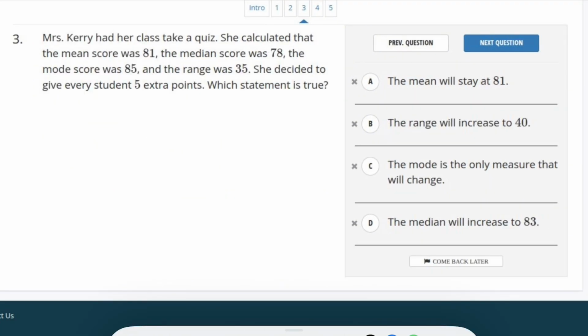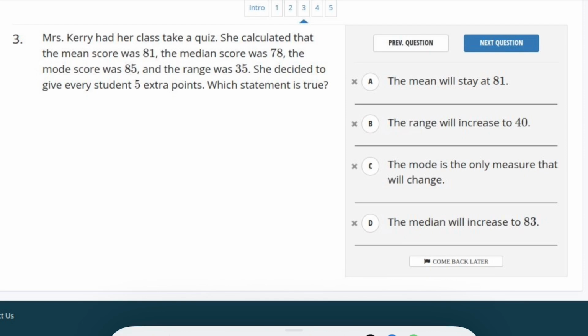Number 3, Mrs. Carey had her class take a quiz. She calculated that the mean score was 81, the median score was 78, the mode score was 85, and the range was 35. She decided to give every student 5 extra points. Which statement is true?